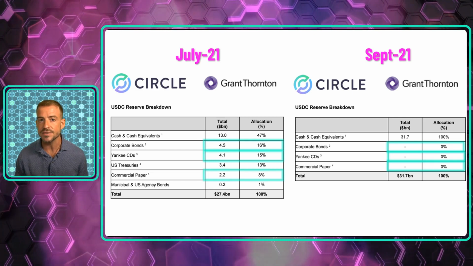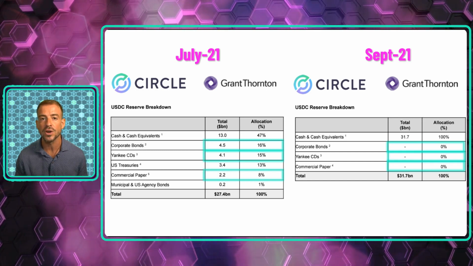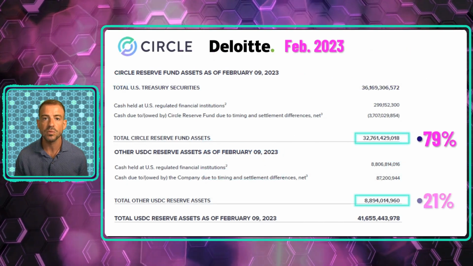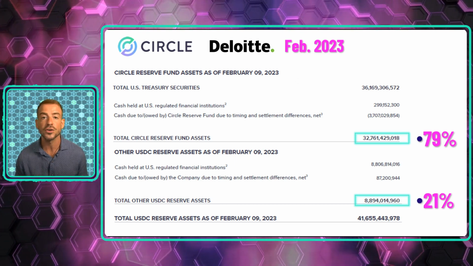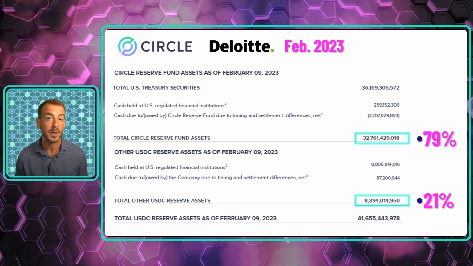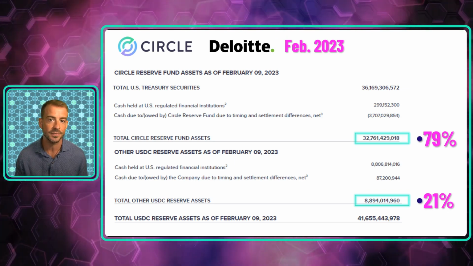Let's just update the view to their holdings of 2023 just before the depeg happened. And we can see that everything lines up with their communications at that time, with 20% of their reserves being held in pure cash and 80% being held in US Treasuries.